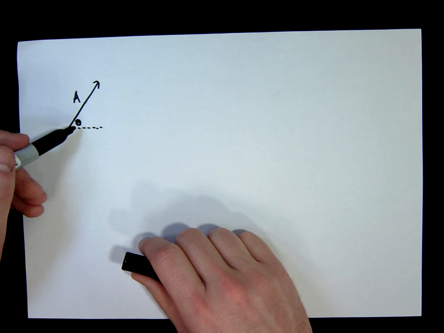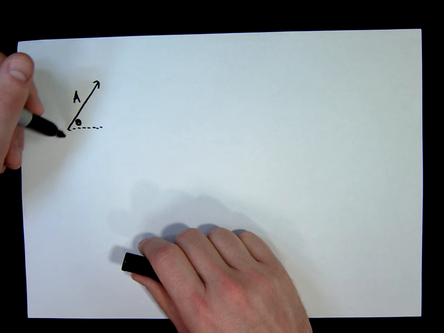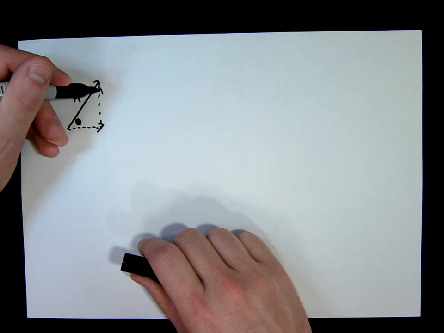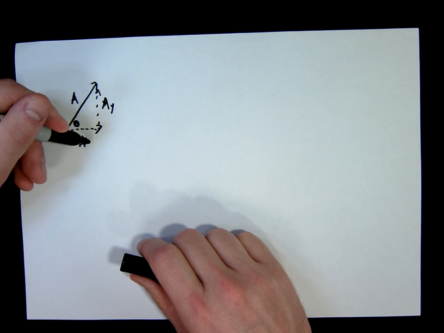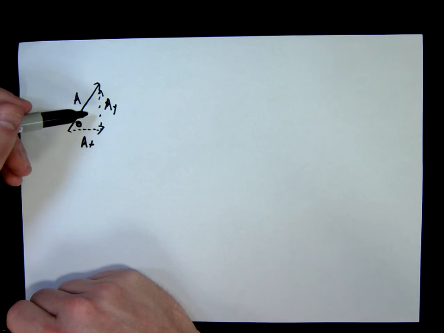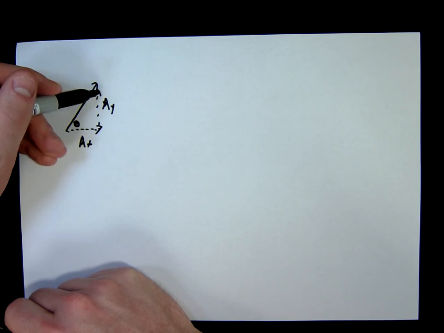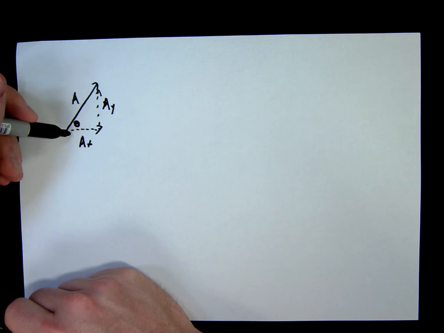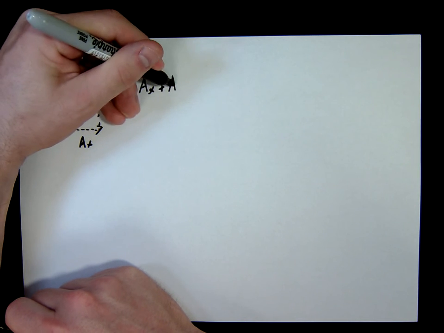So there's theta. What I'm going to do is break this vector up into horizontal, in other words the x direction, and the y. I'm going to call this AY and this one AX. Notice that these vectors add just like before. Here's one vector, here's another vector. The big A would be my resultant. So AX plus AY would give me A.